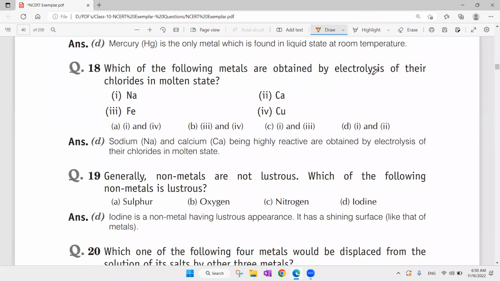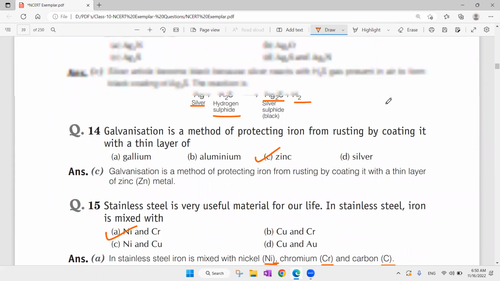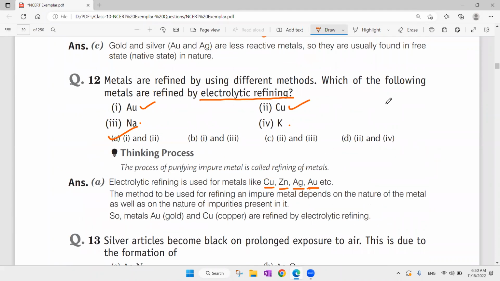Which of the following metals are obtained by electrolysis of their chlorides in molten state? Now you see, here they are going with electrolysis. Electrolytic refining is different from electrolysis. Highly reactive metals will go with electrolysis, such as sodium, potassium, lithium. These metals are obtained by the process of electrolysis.